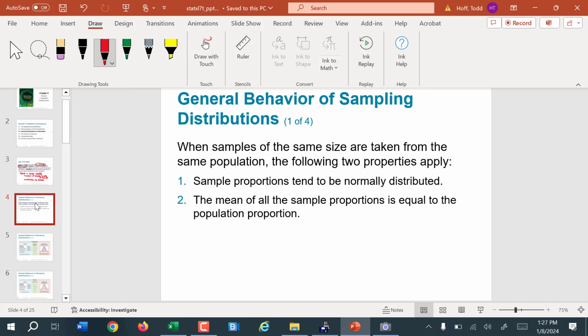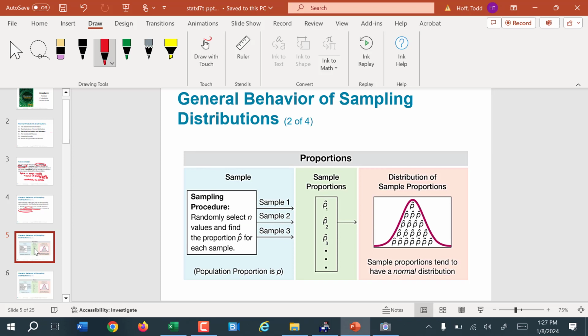So general behavior of a sampling distribution, when we've done this, we selected that sample size and taken all those samples, the sample proportions tend to be normally distributed, and the sample means also tend to be normally distributed as well. The mean of the sample proportions is equal to the population proportion. So if we take all of the possible samples of size n, we calculate the proportion in each of those samples. Those proportions that we found are the sampling distribution. If we then find the mean of all those proportions, it will be equal to the population proportion.